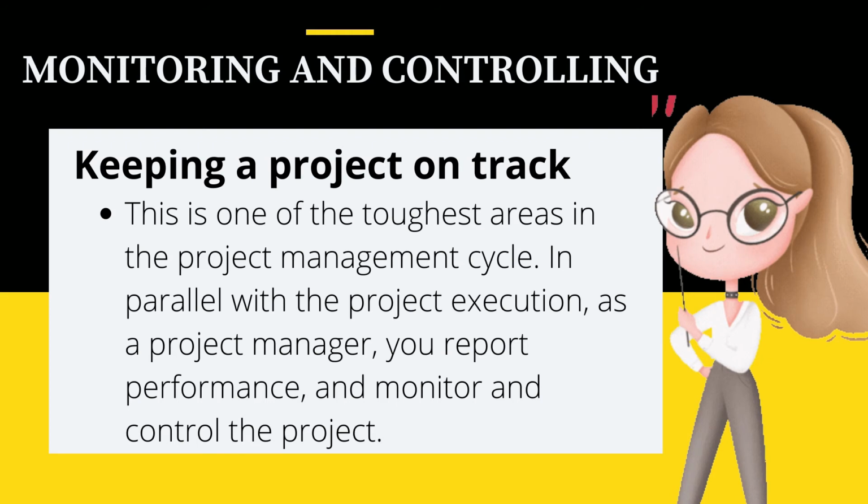Now let's move on to the fourth phase, which is monitoring and controlling. This means keeping a project on track. This is one of the toughest areas in the project management cycle. In parallel with the project execution, as a project manager, you report performance and monitor and control the project.